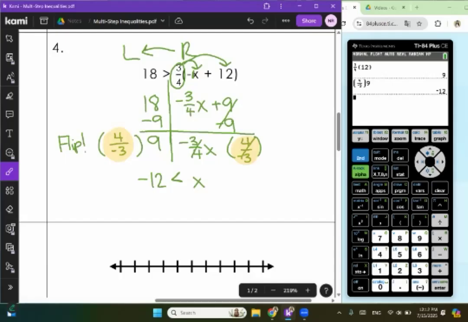Now, because we are graphing, we are going to flip it again to make sure that our variable is in the front like it needs to be.